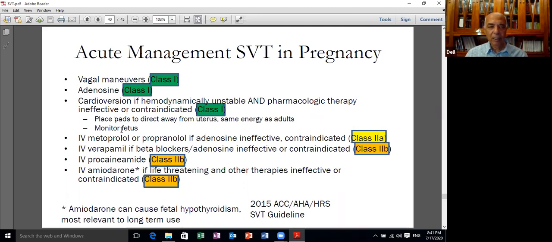If cardioversion didn't work or is not available, you can use intravenous metoprolol or propranolol, but don't use atenolol, as I said. You can use calcium antagonists. If nothing works, then you have to go to class 3 antiarrhythmic drugs. Amiodarone is not teratogenic if it's given once or twice intravenously in the acute situation, but it is teratogenic and can produce fetal neurotoxicity as well as hypothyroidism and fetal goiter if it's used long term.